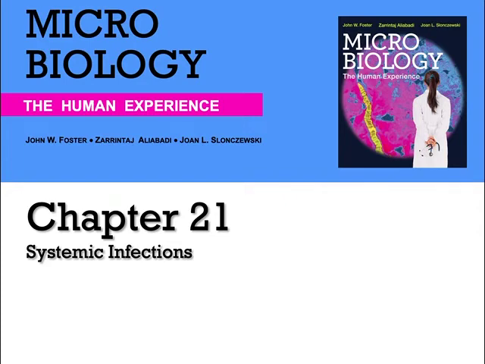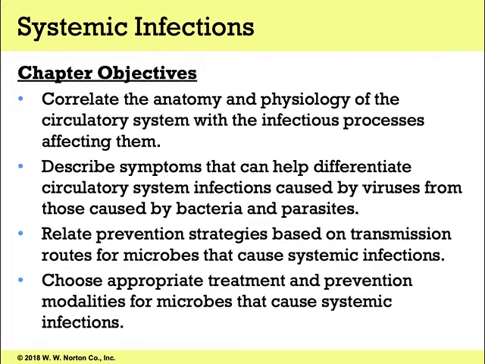about systemic infections. And systemic just comes from a designation meaning that this is throughout the body, okay? So affecting all systems. So a lot of these end up as becoming bloodborne pathogens and then exerting their effects on multiple organ systems. So we'll begin by talking about the anatomy and physiology of the circulatory system and the infectious process that can hit them.